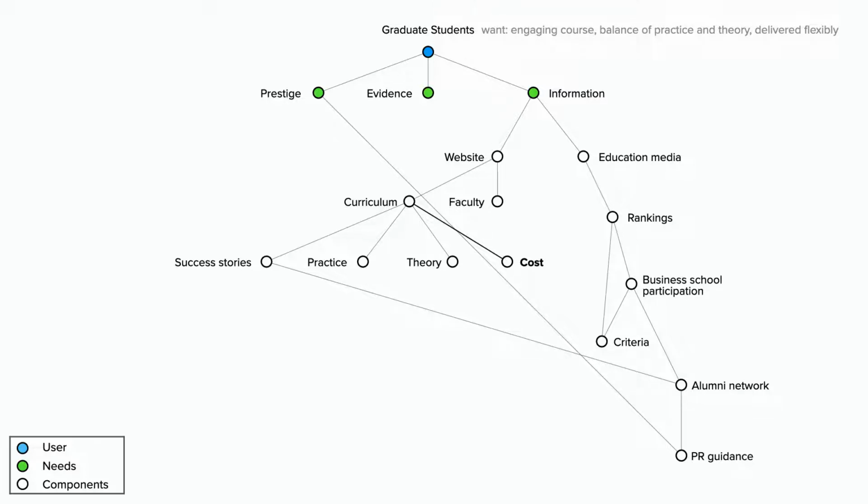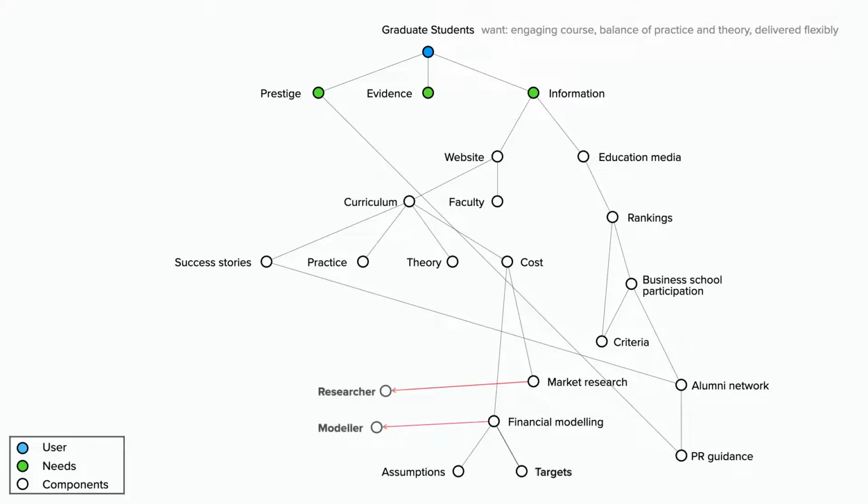To determine a competitive cost for our business courses, we need to do some market research to see what other business schools are charging. And we'd also need to do some financial modelling so we can test assumptions about the number of students we need to attract at different price points and finalise which price points would enable us to hit our financial targets. And for that, we're going to need a researcher from the marketing team and a modeller from the finance team. But we don't include people on our map because at this stage we are less interested in who does these things.